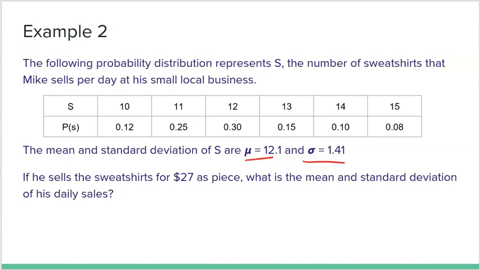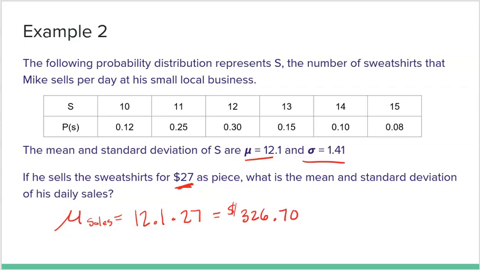The question is, if he sells his sweatshirts for $27 a piece, what is the mean and the standard deviation of his daily sales? So all we're doing is saying that each sweatshirt, if sold, costs $27. So we're just converting here, right? So the mean of the sales would be saying, well, listen, I expect to sell 12.1 sweatshirts, and every one of those sweatshirts costs $27. So 12.1 times 27 is an expectation that on a daily basis, Mike is going to sell $326.70 worth of sweatshirts.